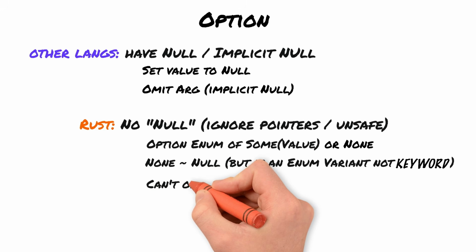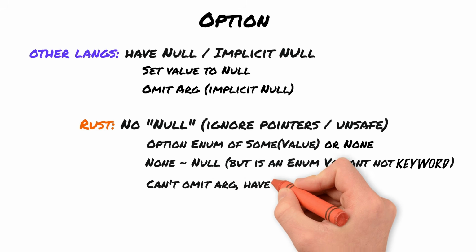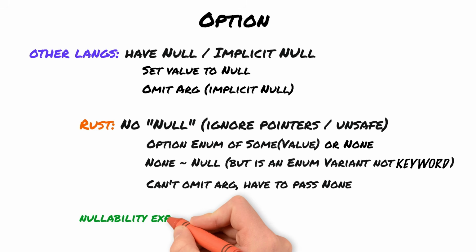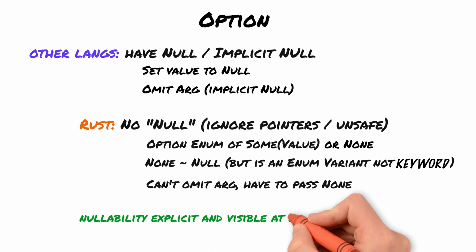So if you want to say a function argument is null, you wouldn't omit it. Rather, you would actually pass the none value. This makes nullability explicit and visible at every call site.